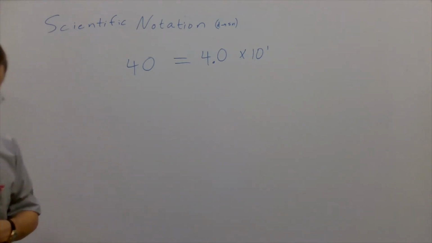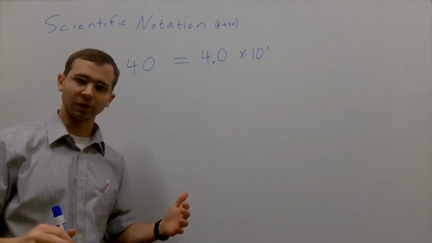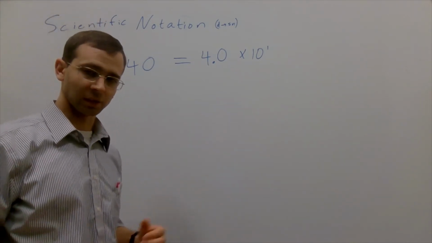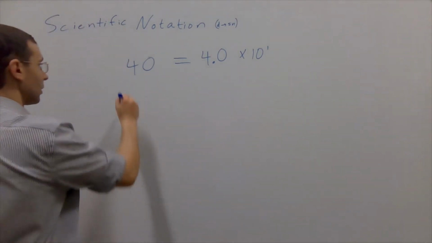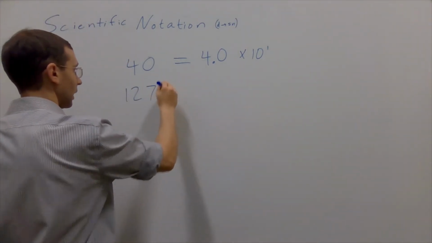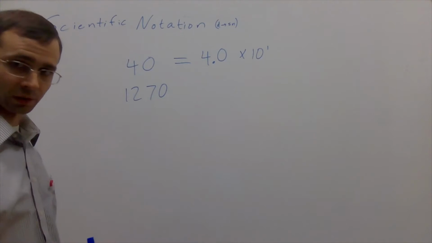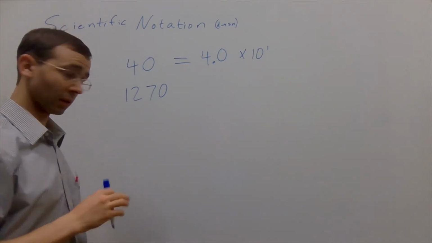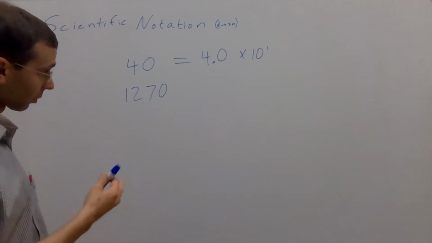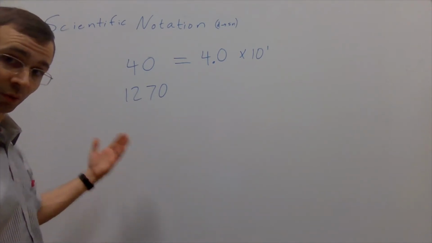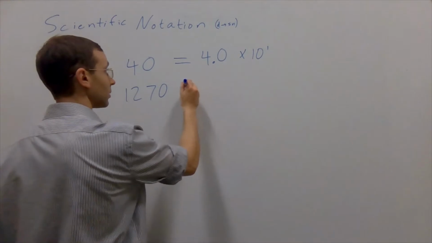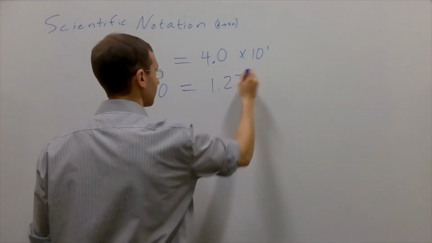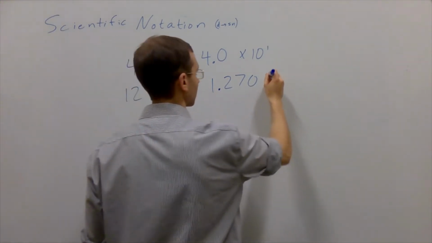Another example might be perhaps if I measured the length of something to be precisely 1270 millimeters, right? And I was sure that it wasn't 1200, it was closer to 1270 than it was to 1269 or than it was to 1271. And I really wanted to report it this way, but with 4 significant figures. Well, scientific notation comes to the rescue again, because we can write it like this.